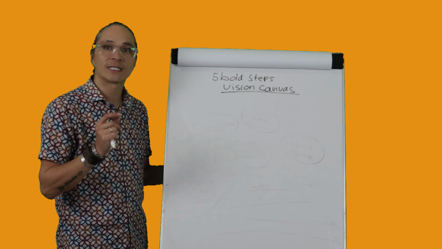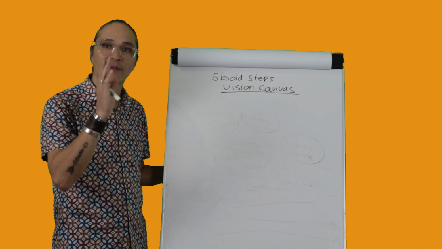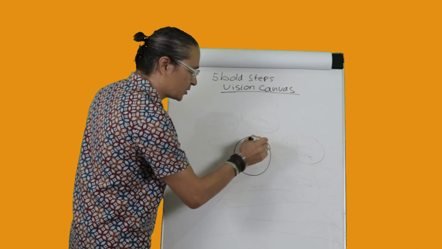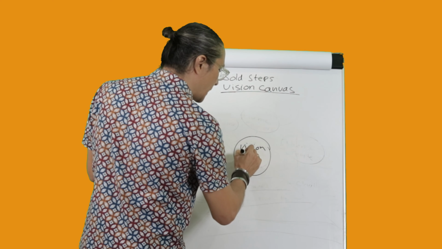Explain the 5-step vision canvas that helps you and your team to stay on track and to have clarity on where you want to go. So we will start with the vision. What is the vision that you and your team have, and make it SMART?